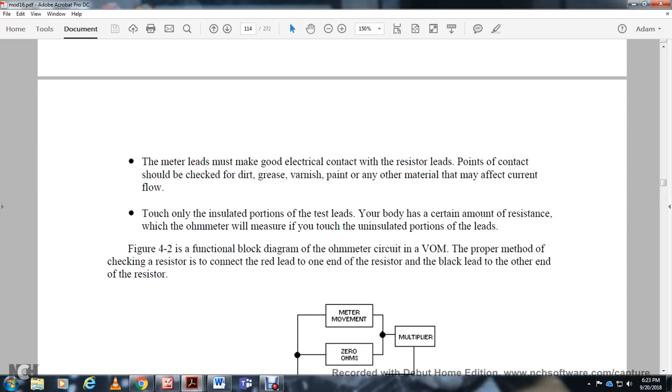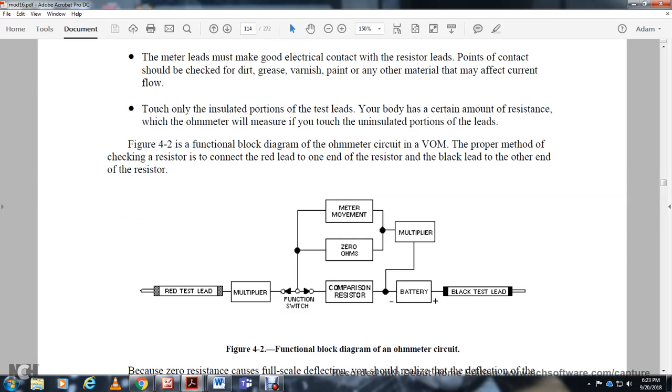Figure 4-2 is the functional block diagram of the volt-ohm-milliammeter for checking a resistor. Connect the red lead to one end of the resistor and the black lead to the other end. The red test lead goes to the multiplier and function switch, and the black test lead goes to the battery. Between the battery and the function switch you have the multiplier, in a parallel circuit with the meter, at 0 ohms.